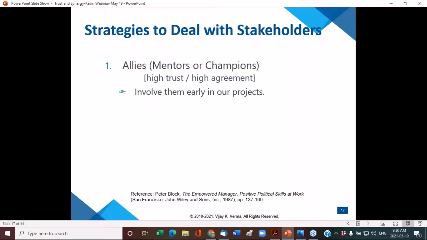But allies, or your mentors or your champions, should be your allies. High trust, high agreement, and one of the very important strategies there is to involve them early in your projects so that they are aware of what's going on. You can discuss your strengths and weaknesses with them, and they're not going to take undue advantage of that at all or expose you. They must be thanked and cultivated. They have a certain amount of ego, so you must cultivate that relationship by thanking them.